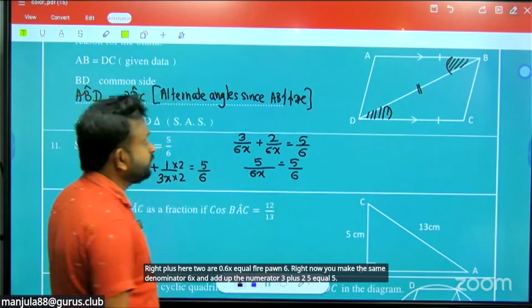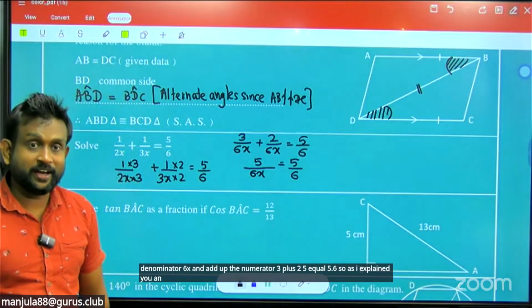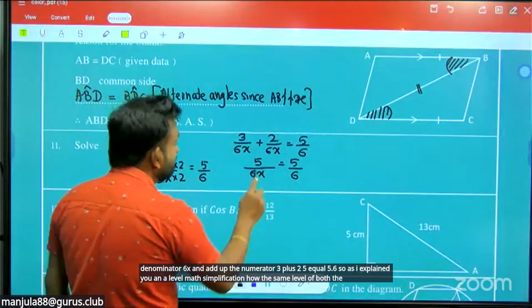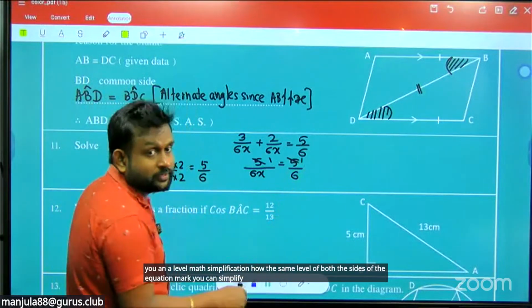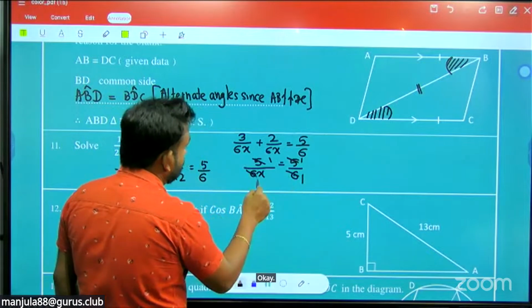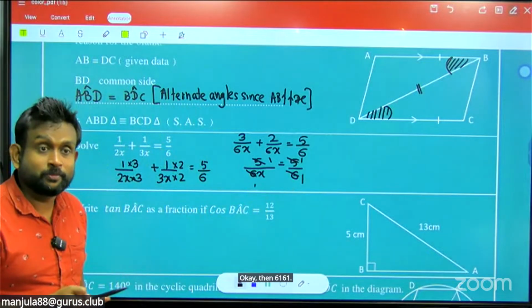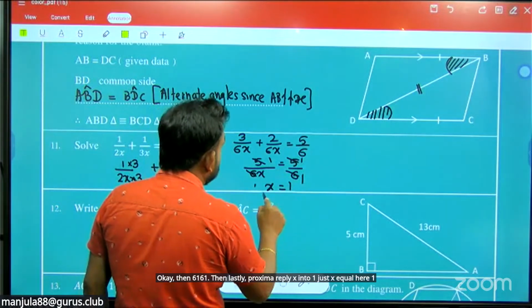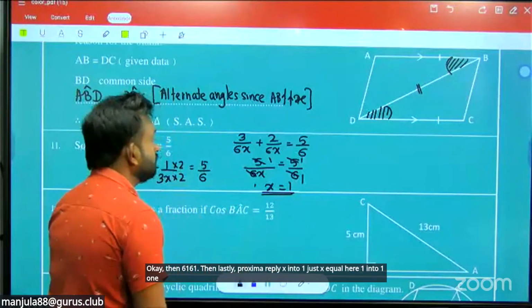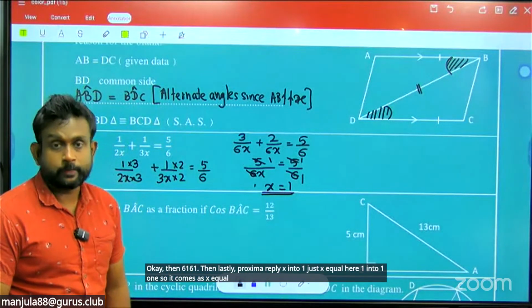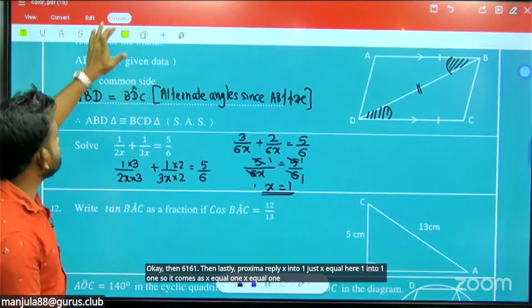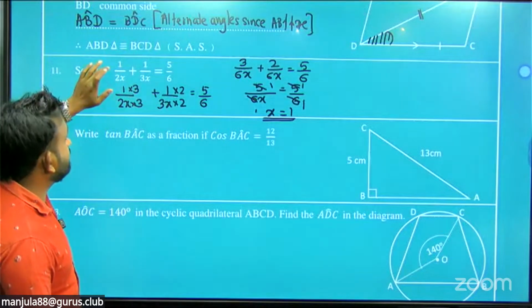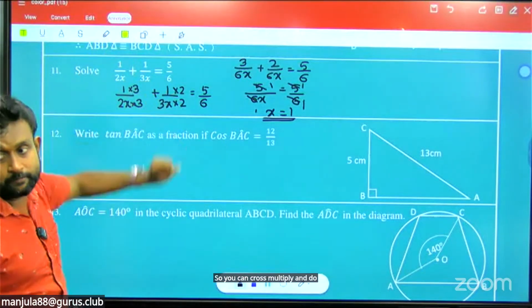As I explained in A-level math simplification, you can simplify the same terms on both sides of the equals sign: 5 with 5, then 6 with 6. Then lastly, cross multiply: x into 1, just x, equals 1 into 1, 1. So x equals 1. You can cross multiply and use your own method, but that is easy here.